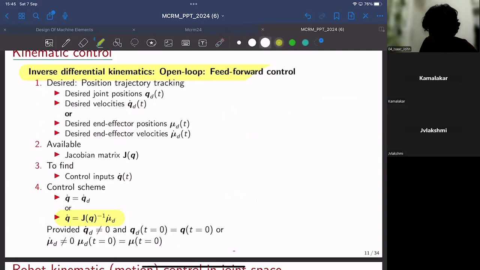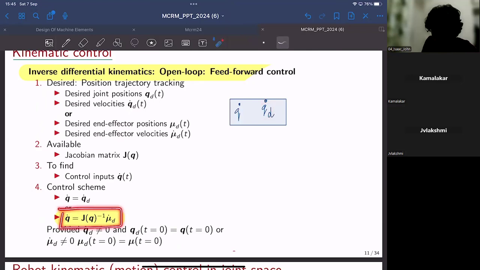So are you talking about this term? Sir, Q dot and Q. Q dot and QD dot. Okay. Q dot and QD dot. This one, these terms. Yes, sir. So the thing is that this QD dot will be obtained from this law. Whatever you are obtaining from this, if you are supplying mu desired dot onto this equation, what you are getting is Q desired dot.